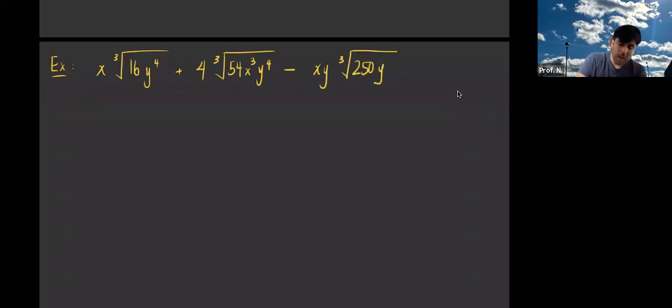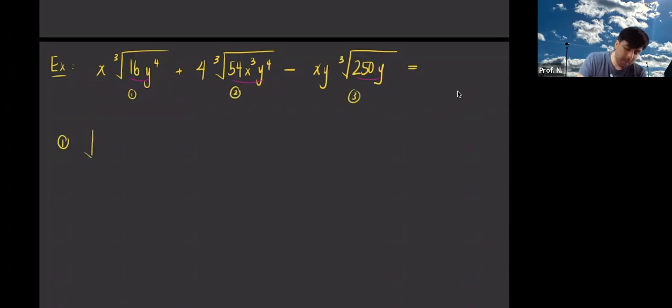Okay, so obviously we're dealing with a different kind of radical. We're dealing with the cube root. And the expressions underneath the radicals are all different, obviously. So I want to see, can I simplify? Can I break these down? Can I break down these radicals?